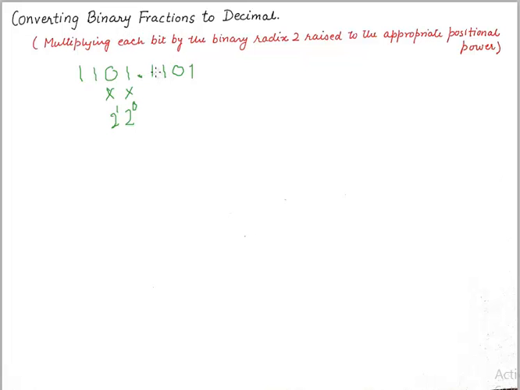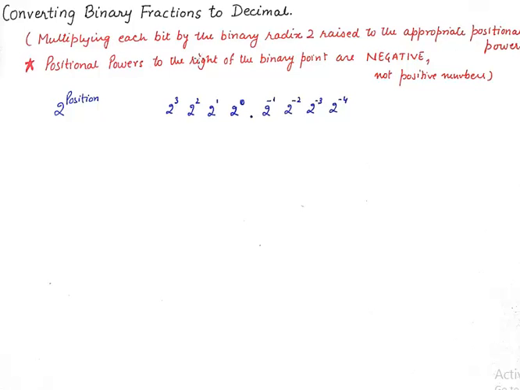So what do we do with these numbers? Who do we multiply it with? Because we need to convert it into a decimal number and it's a binary number system, it is surely going to be 2 raised to the power something. But what is going to be the positional power here? So that is the big question. Answering that question, we can say that the positional powers to the right of the binary point are negative and they're not positive numbers. So that pretty much sums up the entire concept.